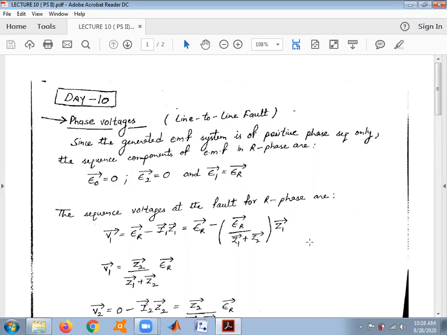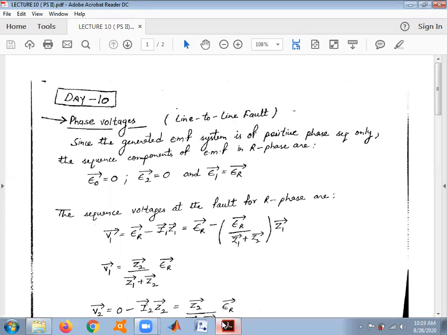This is lecture number 10 for the subject Power System 2. For the past 10 days we are discussing faults. In today's class we are going to discuss how to find the phase voltage for a line to line fault. This is an unsymmetrical category of fault. How to determine the phase voltage if a line to line fault occurs across the yellow and the blue phase, Y and B phase. So let's start our discussion.